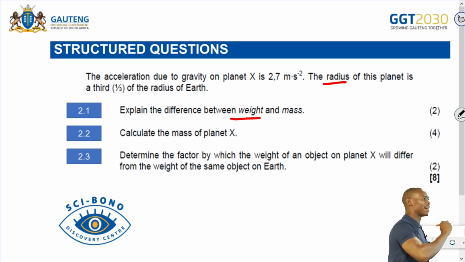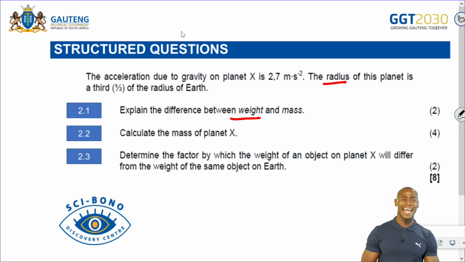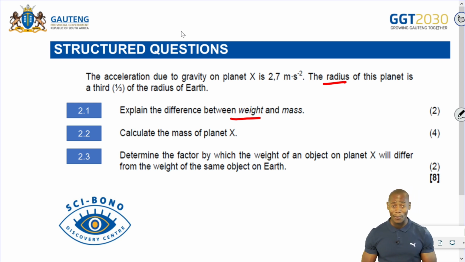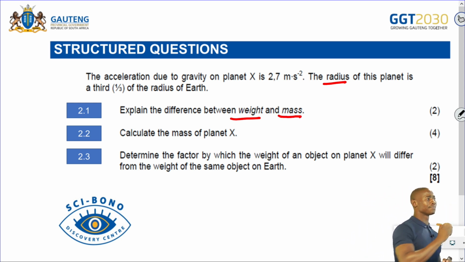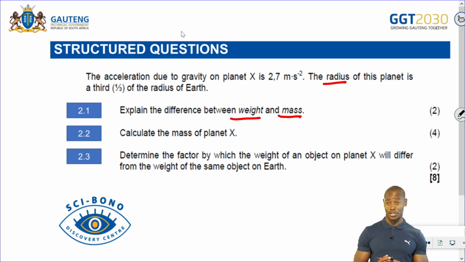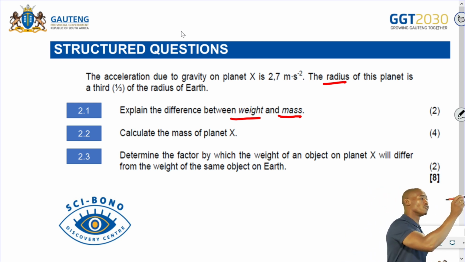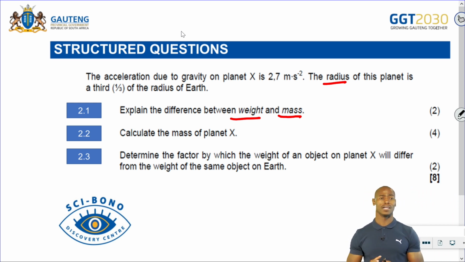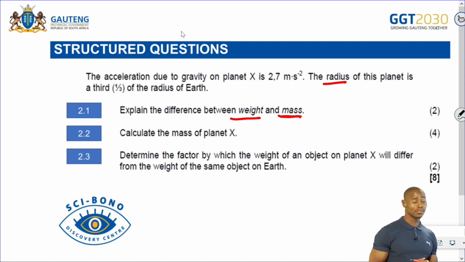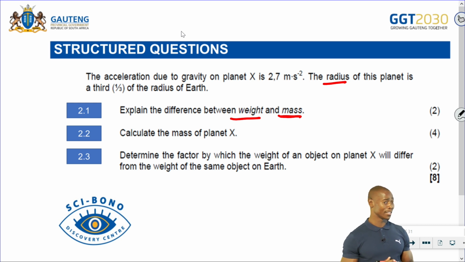Then explain the difference between weight and mass. Weight is the gravitational force that the Earth exerts on objects on or near its surface. Weight is measured in newtons, and it is a vector. Mass is the amount of matter in a body or in an object. We are using the definitions from the examination guidelines. Mass is measured in kilograms, and it is a scalar.